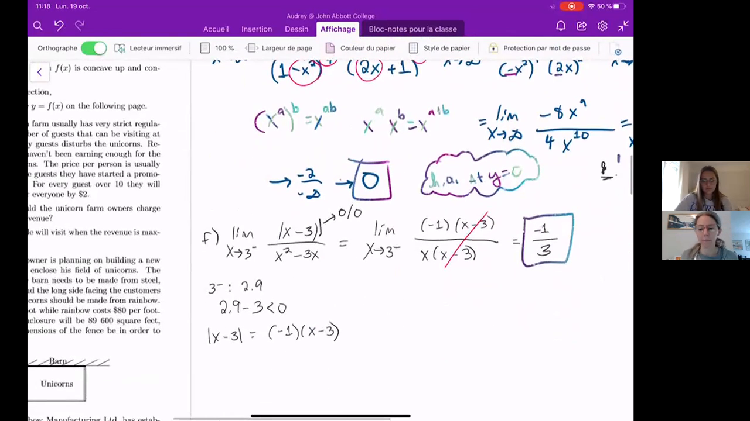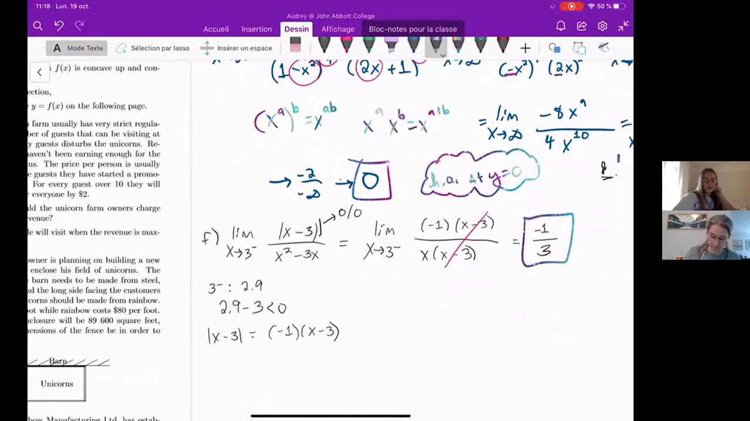Okay, any questions about the absolute value problem? We need to show how we got the -1, or we could just plug in? You should show it just to be safe. Show me that you know, that you're not just guessing.